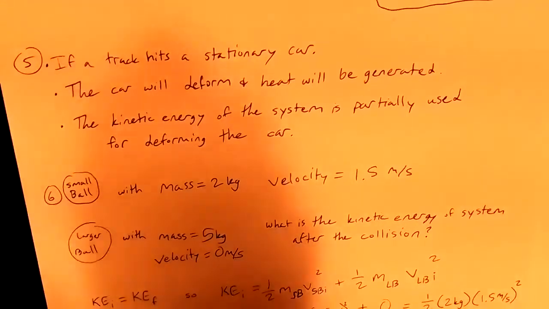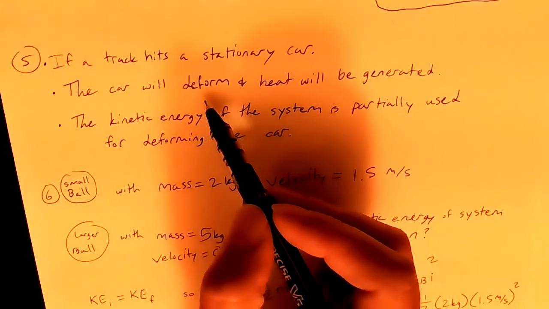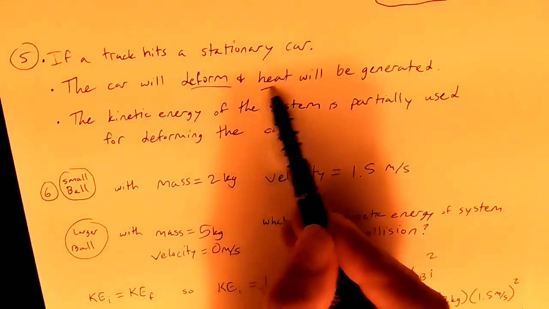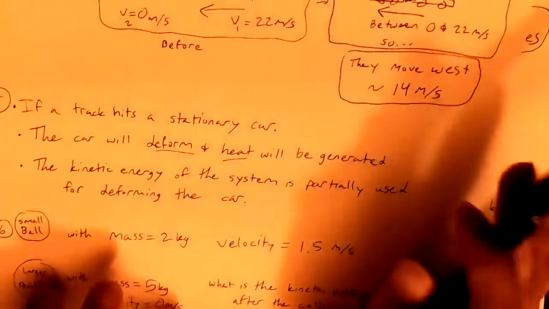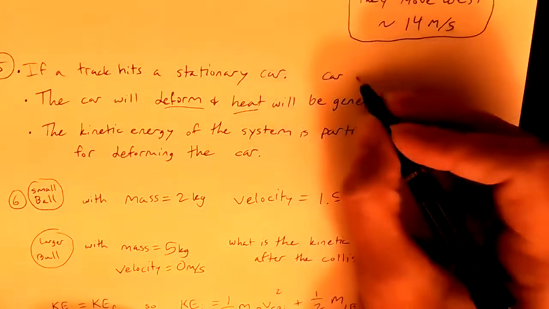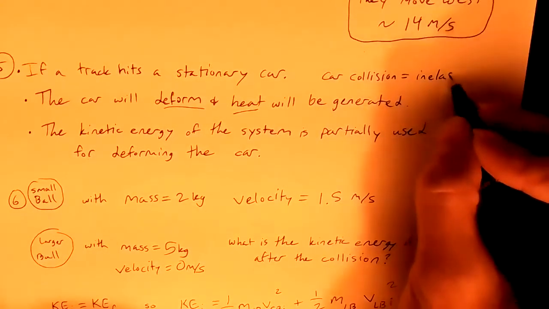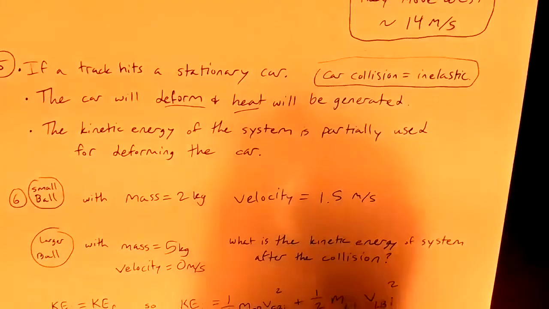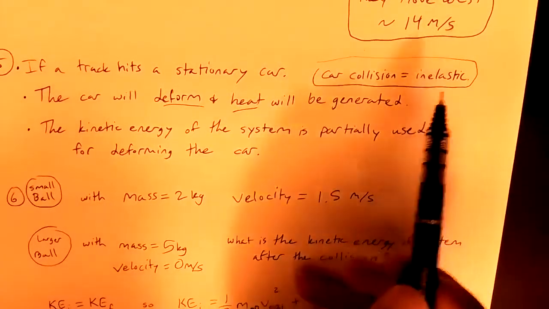Then we have 5. If a truck hits a stationary car, the car will deform and heat will be generated, because this is an example of an inelastic collision. So when you think of cars, car collision, inelastic. So a car collision is inelastic.